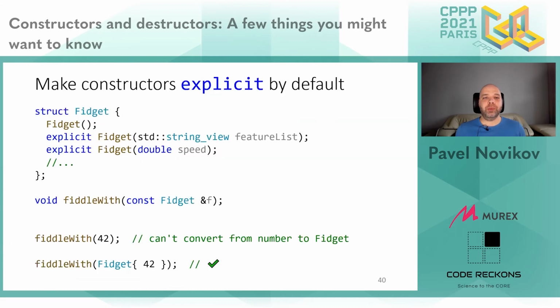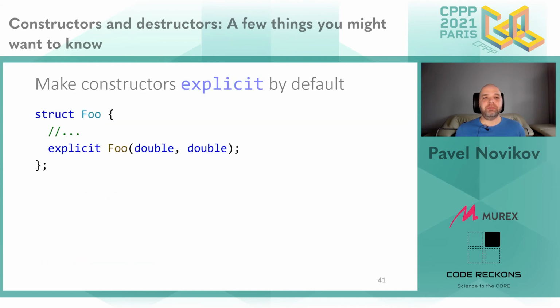So let's move on. The next topic is explicit. Constructors should be explicit by default. And here we get back to our fidgets type, where we now make the constructor that receive parameters explicit. Because when you have, for example, a function fiddle with that receives a fidget, it doesn't make sense to fiddle with 42, at least in my opinion. I hope you agree. But it does make sense to fiddle with fidget that is constructed from some parameter. So please make all your constructors that receive parameters explicit.